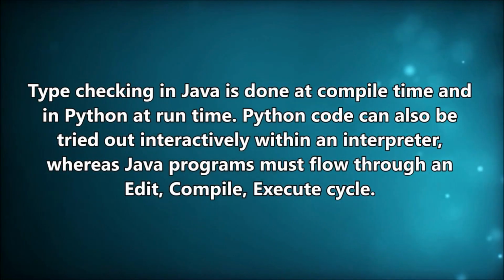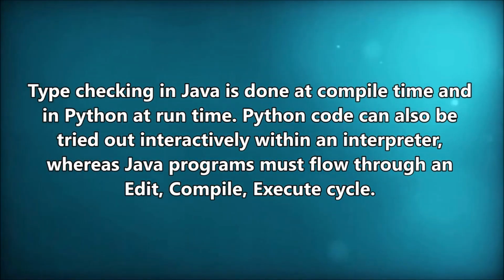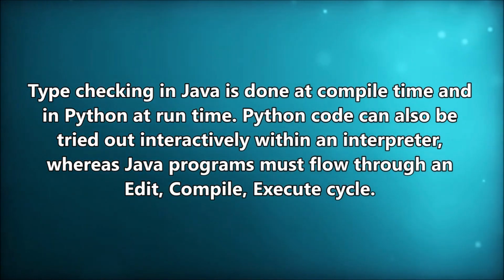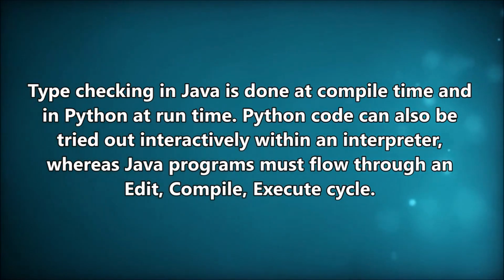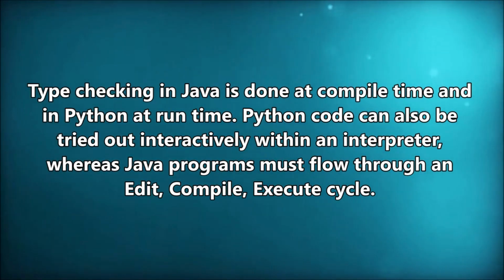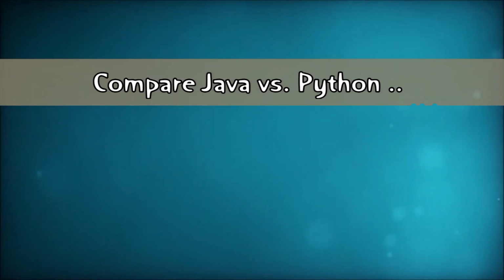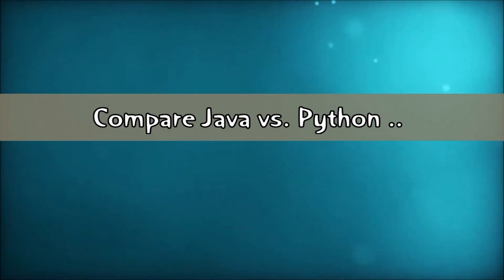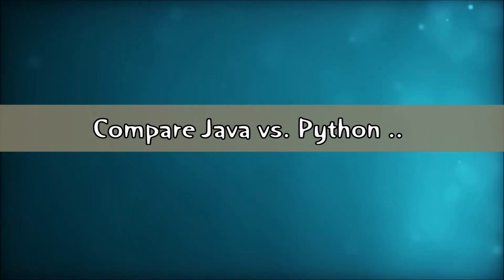Type checking in Java is done at compile time and in Python at runtime. Python code can also be tried out interactively within an interpreter, whereas Java programs must flow through an edit, compile, execute cycle. Using the next session you can get a clear idea about comparison about Java and Python language.